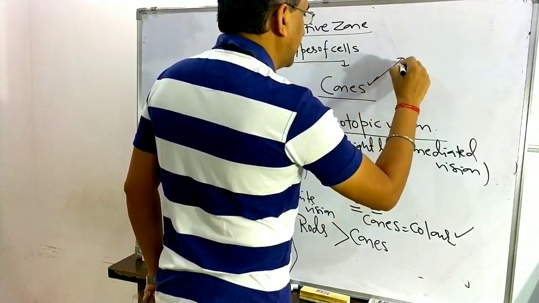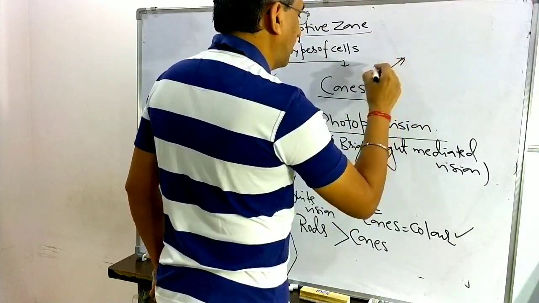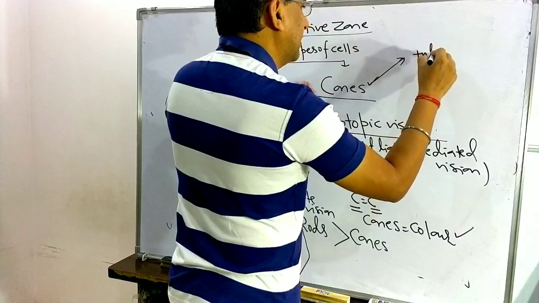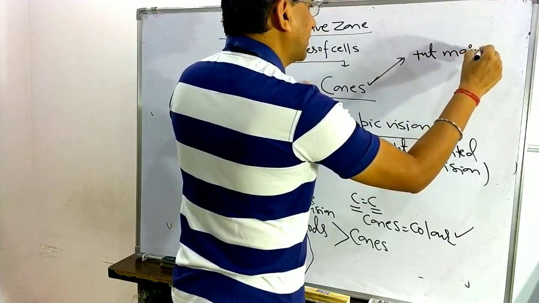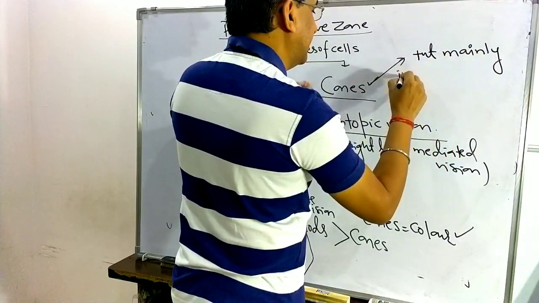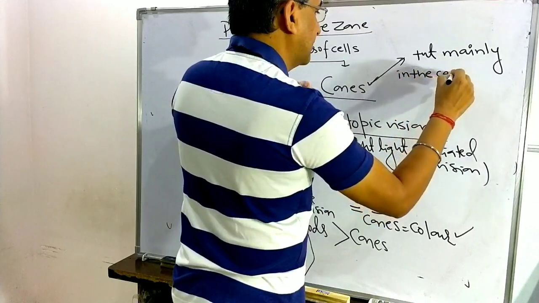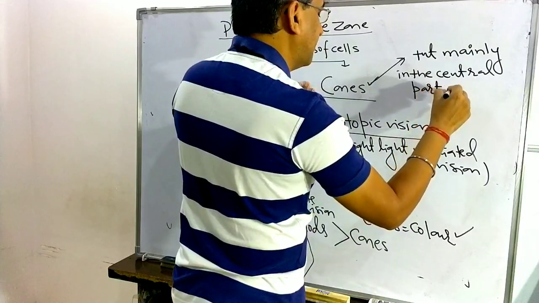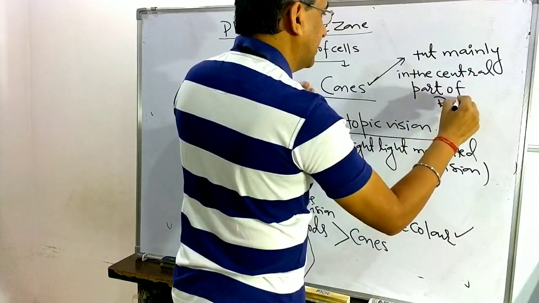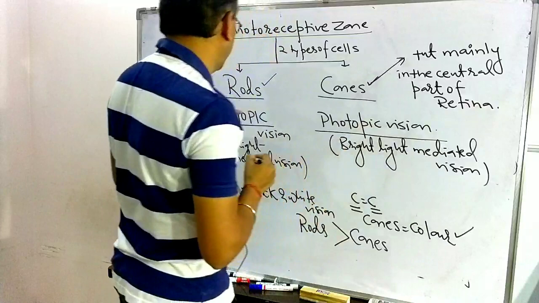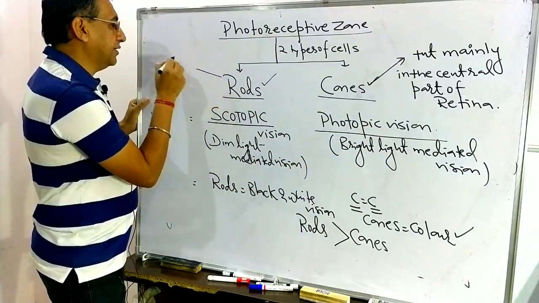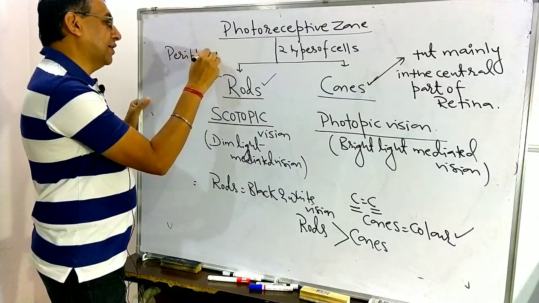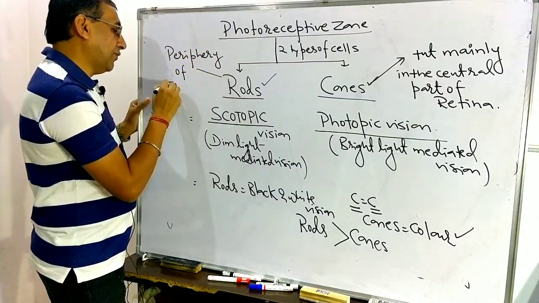When we are observing where they are present, the cones are present mainly in the central part of the retina. Rods are present mainly in the periphery of the retina.